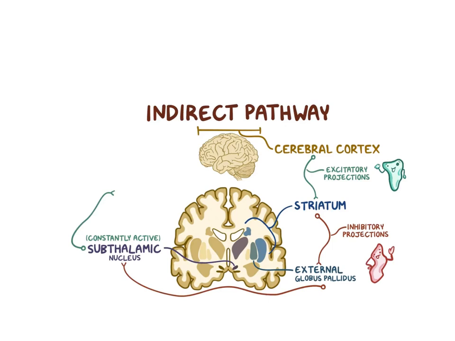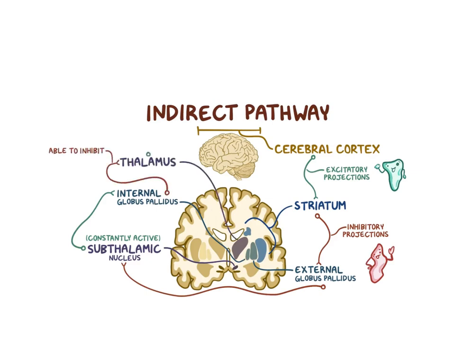It just so happens that the subthalamic nucleus sends its excitatory projections to the internal globus pallidus. This is in direct opposition to what happens in the direct pathway. By exciting the internal globus pallidus, it's able to inhibit the thalamus, which sends excitatory signals to the motor cortex.